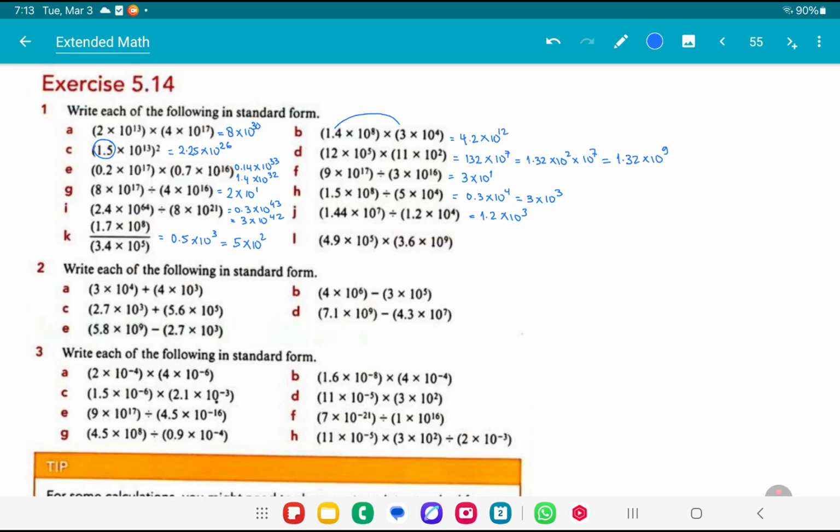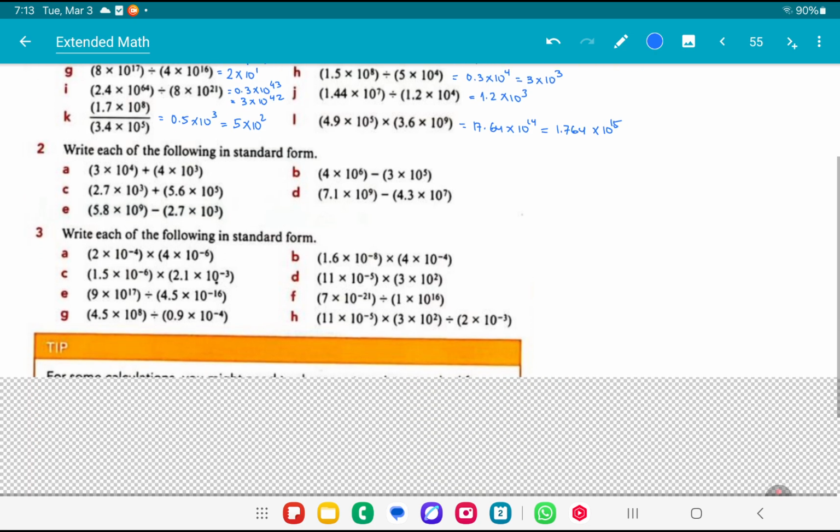Next, 4.9 multiplied by 3.6, we get 17.64, and then 10 raised to the power of 14, and we change the answer to 1.764 times 10 raised to the power of 15. We move to the next question.